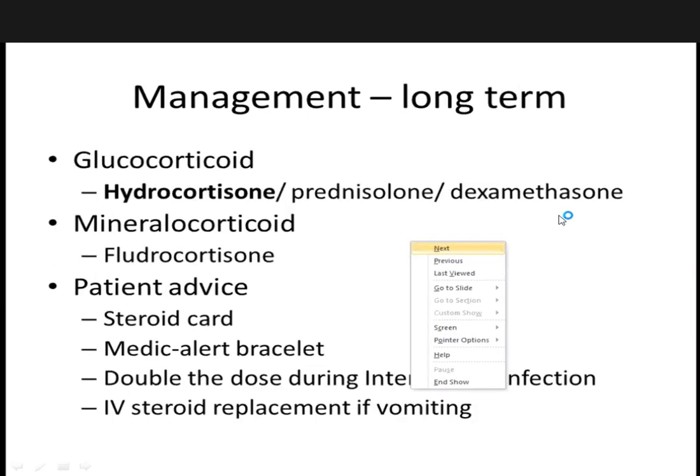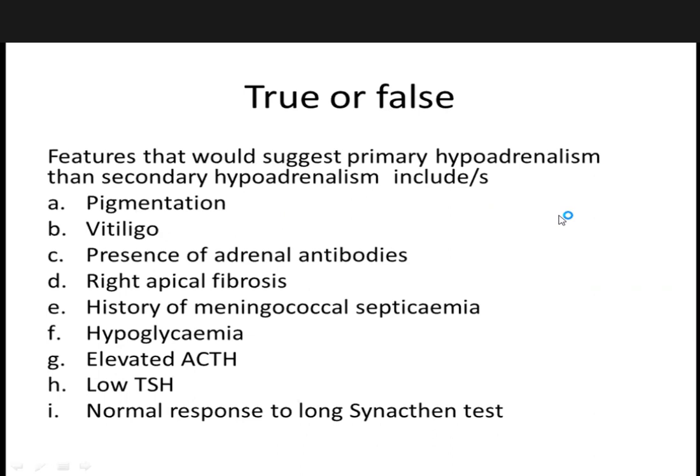Okay, can someone answer this question? Features that would suggest primary adrenal failure rather than secondary adrenal failure? So if no one is answering, I will move on to the next slide, right?